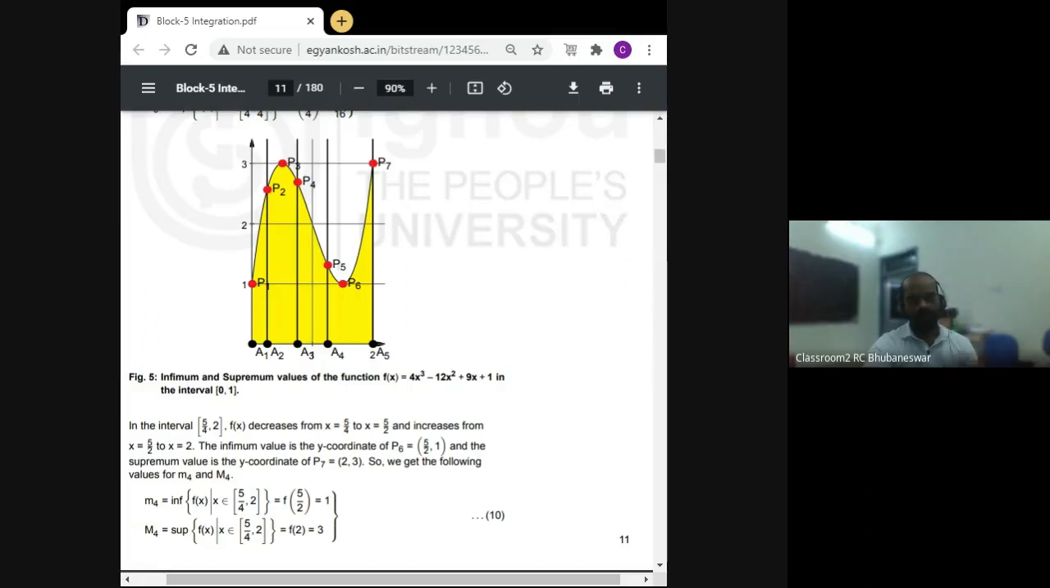So here we have to represent f(5/2) equals 1. So this P6 is exactly at y equal to 1. That means the smallest value, or the infimum value, of the function within that particular small subinterval is 1.